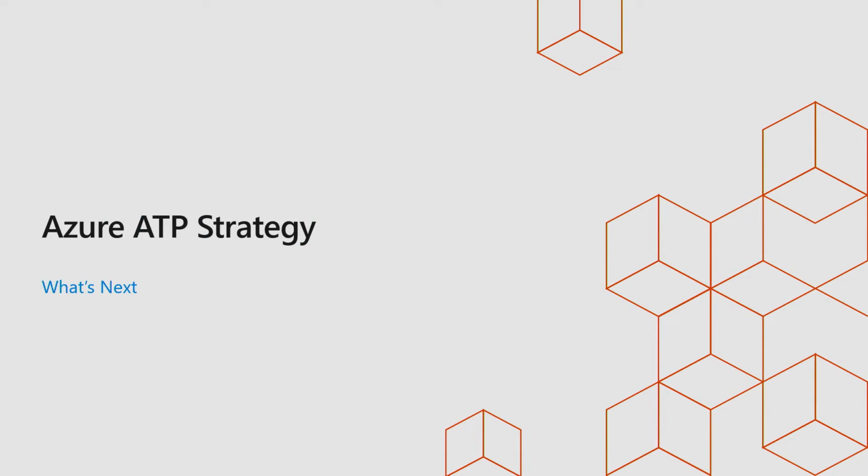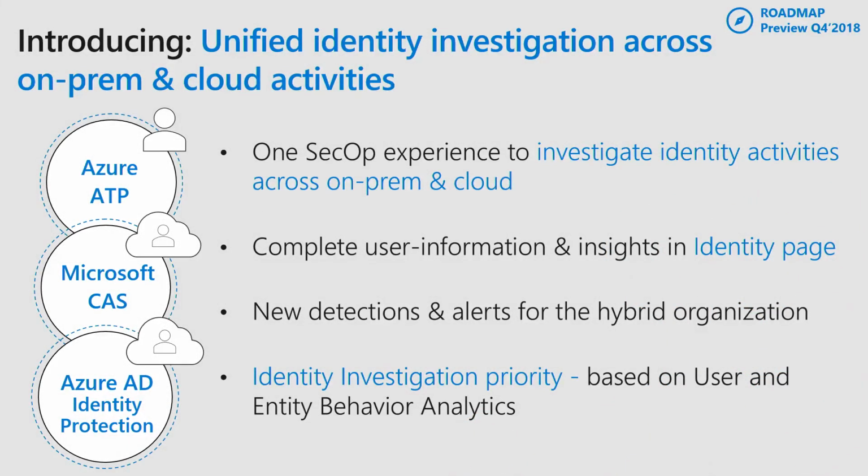So, very briefly, we talked about the fact that we protect on-premises environments. What about everything else? What else are we doing? So we talked about the three products that protect identities: Azure Active Directory Identity Protection, Cloud App Security, and Azure ATP. We're bringing them together. What we want to provide for you, and this will be coming in preview at the end of this year, is a unified identity investigation experience that includes activities and alerts not only from on-premises, but also from cloud and from your sign-ins from both cloud and on-prem, because Azure Active Directory Identity Protection will look at ADFS logs as well.